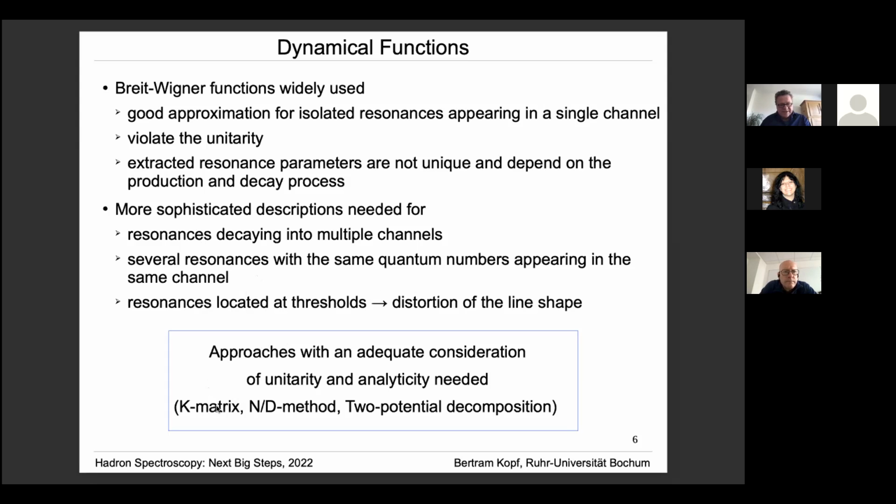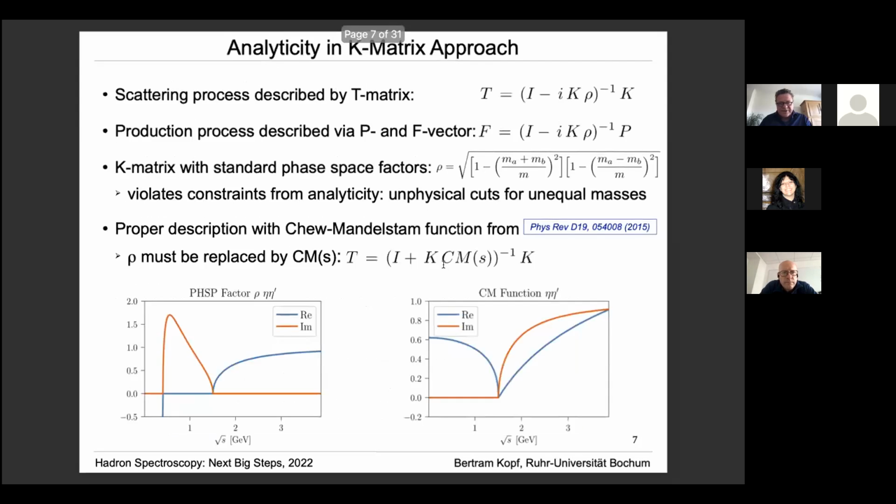And here one can, for example, make use of the K-matrix, the N over D method, or also the two-potential decomposition. One important point here is, of course, the analyticity. And in our partial wave analysis, we are using the K-matrix formalism. Therefore, a few words related to the analyticity in the K-matrix.